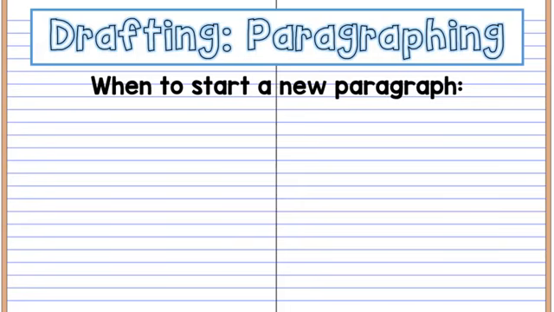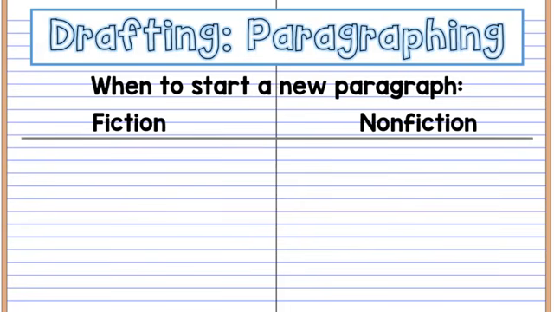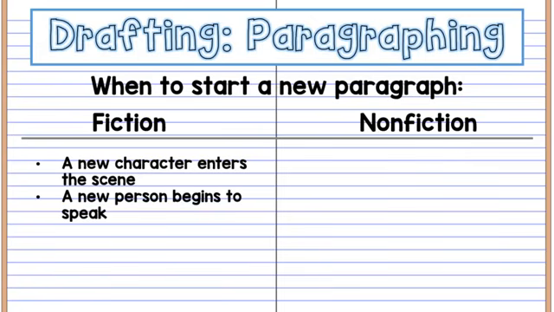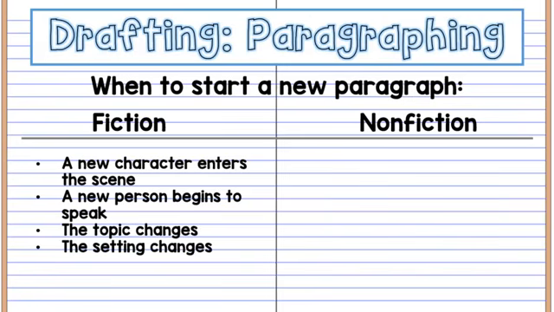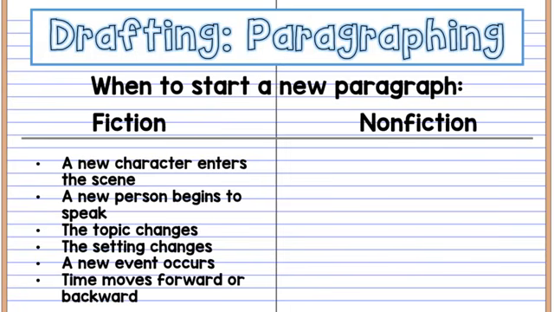The rules are different for fiction and nonfiction. If you're writing a fictional story, you should start a new paragraph when a new character enters the scene, a new character begins to speak, the topic changes, the setting changes, a new event occurs, and when time moves forward or backward.